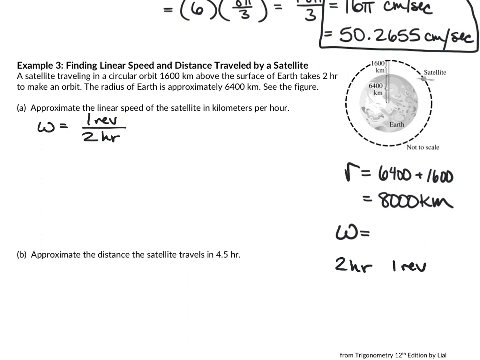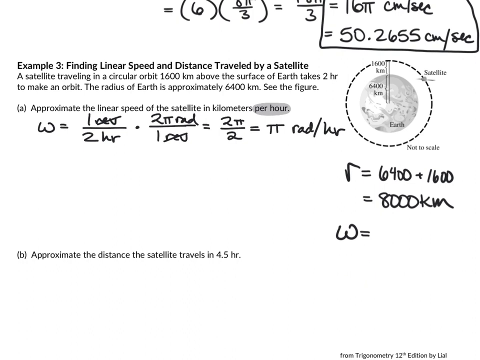So instead of revolutions per hour, I need to get that revolutions to go away. So just like before, how many radians in a revolution? 2 pi radians. So the revolutions would cancel out, and I have radians per hour. I don't need to change this to minutes or seconds because the question does ask per hour, so I don't have to change the unit of time. So that means I'm dividing 2 pi by 2, which is pi. So my omega is pi radians per hour.